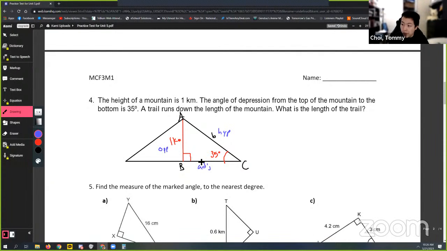Since the question only asks for hypotenuse, and we have opposite, which one am I using? Sine, cosine, or tangent? Perfect, sine. Very good. So sine is opposite over hypotenuse, which gives us sine 35 is equal to 1 over b. Once again, solve for b. I'll give you another minute or so to solve it and try it yourself, and then we'll take it up.